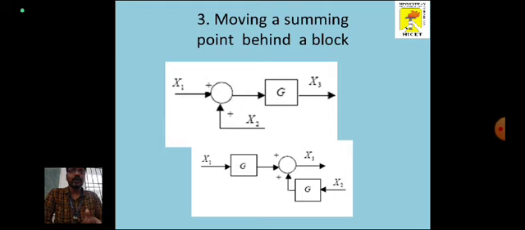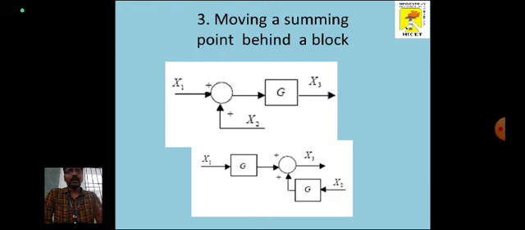So now we are going to move the particular summing point ahead of the block. If you are moving it ahead of the block, whatever the content inside the block, that should be added as it is in the x2 terminal. So here inside the block is G, so when you are moving towards ahead of G, we can directly add a G over there in the summing point.